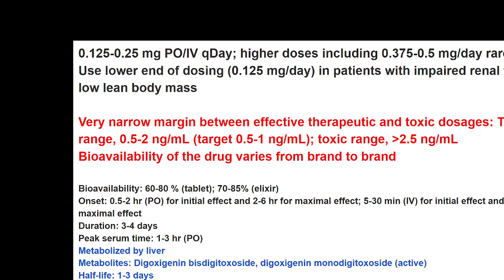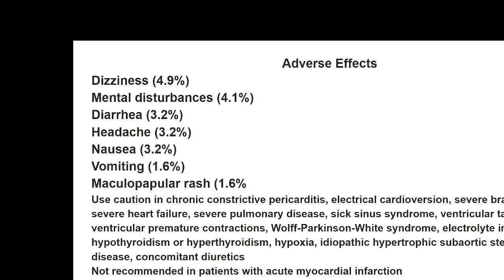The major amount of the excretion would be through the urine, 57 to 80% is excreted through the urine, and this is quite related to the metabolic product, the metabolite digoxigenin monoglycoside, and the half-life is 1 to 3 days.